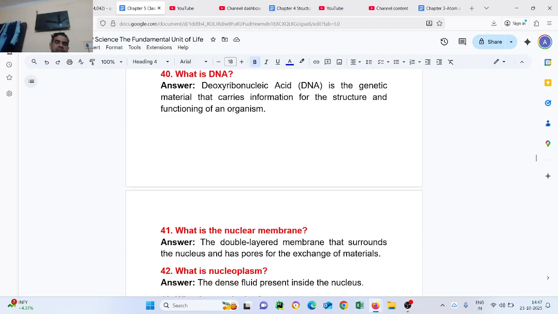Question number 41. What is the nuclear membrane? Answer: the double layer membrane that surrounds the nucleus and has pores for the exchange of material.